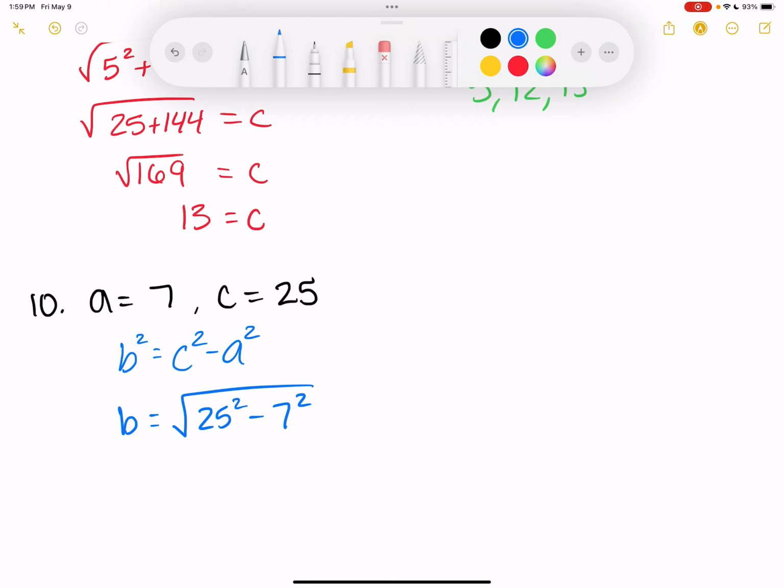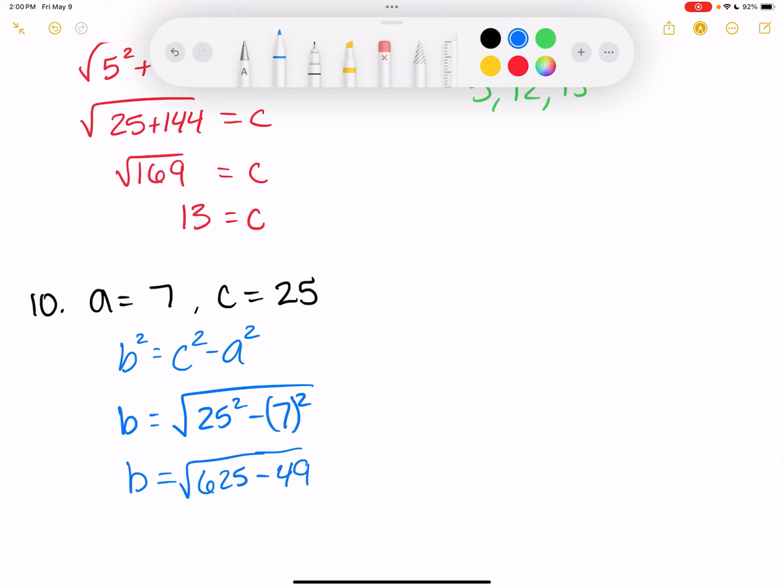Anybody know 25 squared? Don't you put parentheses around 25? Yep, you can. I can keep the sign straight, but if you need to do that so that you don't accidentally square the negative sign, then yes. Alright, the square of 25 is 625, minus 7 squared is 49.